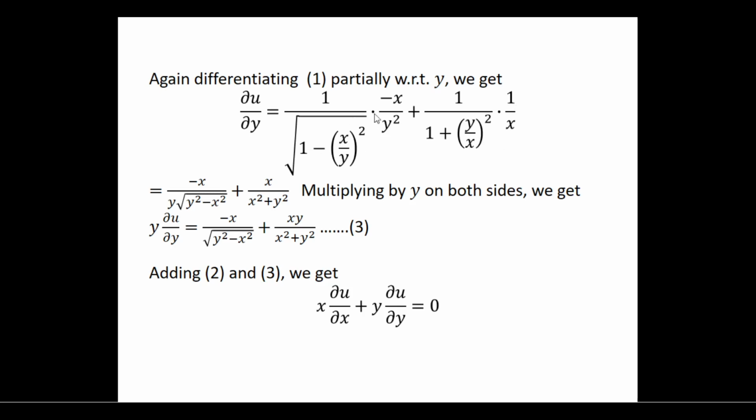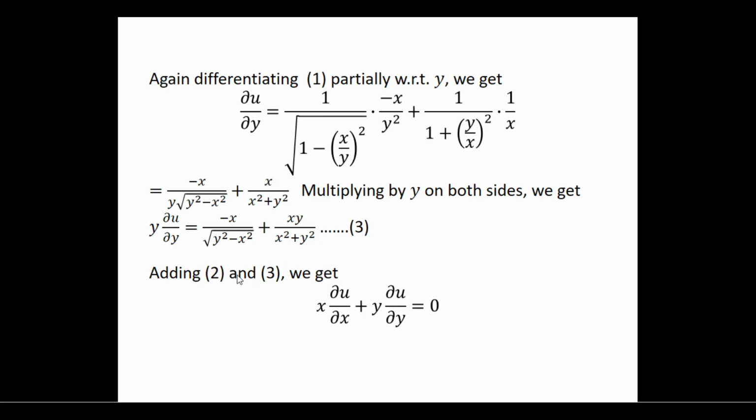Again after simplification you will be left with minus x divided by y into root of y square minus x square, plus x by x square plus y square. Now multiply both sides by y. You are going to get y ∂u/∂y, which is equal to, so y in the numerator and in the denominator will get cancelled. You will be left with minus x by root of y square minus x square, plus x into y by x square plus y square. Call it equation 3.